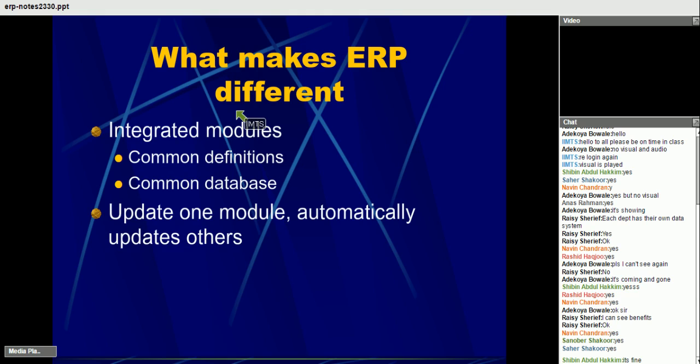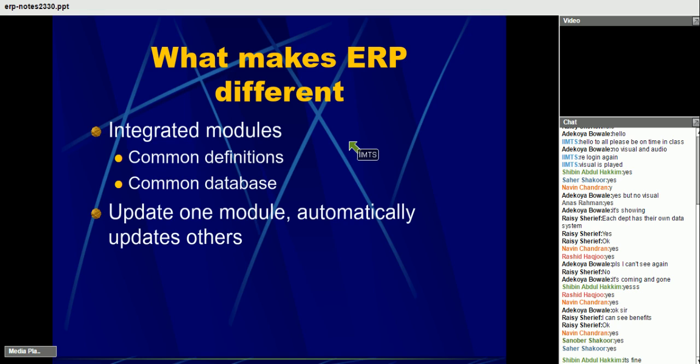Then what makes ERP different? Number 1, it has integrated modules, common definitions, and a common database. Update one module, automatically others will be updated. Suppose a vendor puts certain information into the ERP, automatically that information will go to the finance department and get updated there also. So one copy is saved in the ERP system, and one in the finance department system. Whenever you update something in the ERP system, it automatically gets updated in other systems as well.